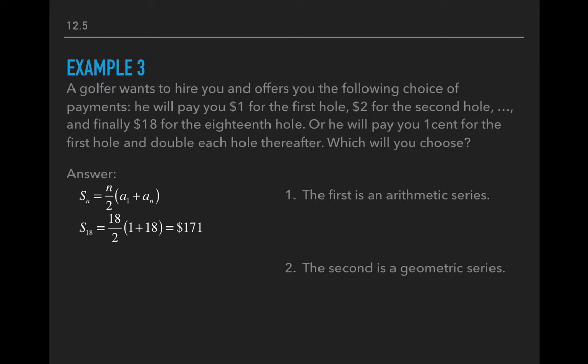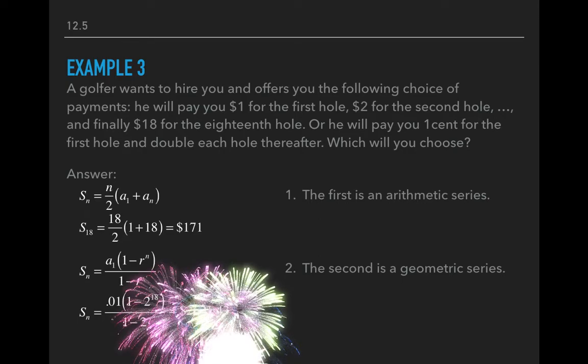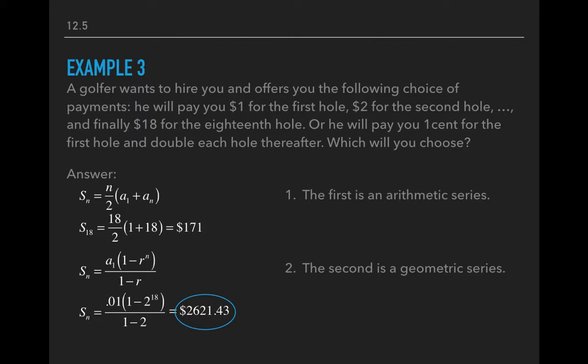Now the second one is a geometric series because it's doubling. So your rate is 2. We're going to plug that into the new formula that we're working with. So a1 is just 1 cent, that's 0.01. Our rate is 2 and we're going up to the 18th position. Take a moment right now to plug that into your calculator so that you can see for yourself that value. You should have found it to be $2,621.43. And I think at this point you would want to select the second payment option.